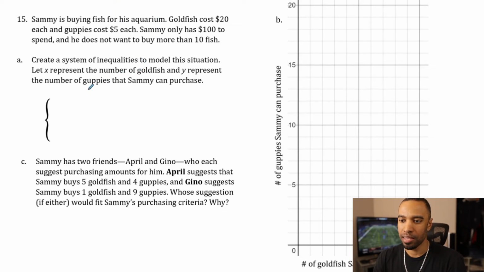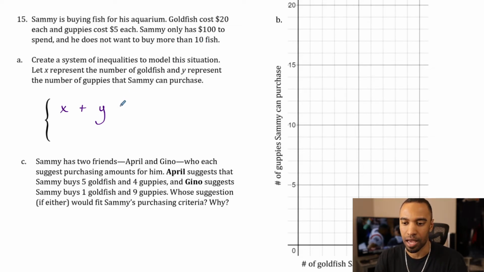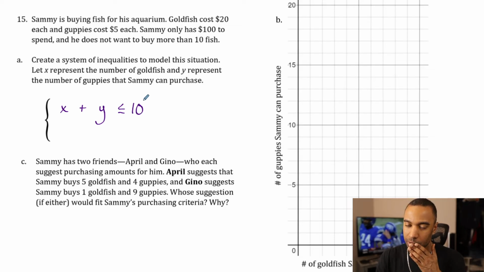So when I combine the number of goldfish with the number of guppies together, we have to make sure that we do not exceed 10 fish. We have to stay within 10. That would mean less than or equal to 10. That's what that inequality states right there.